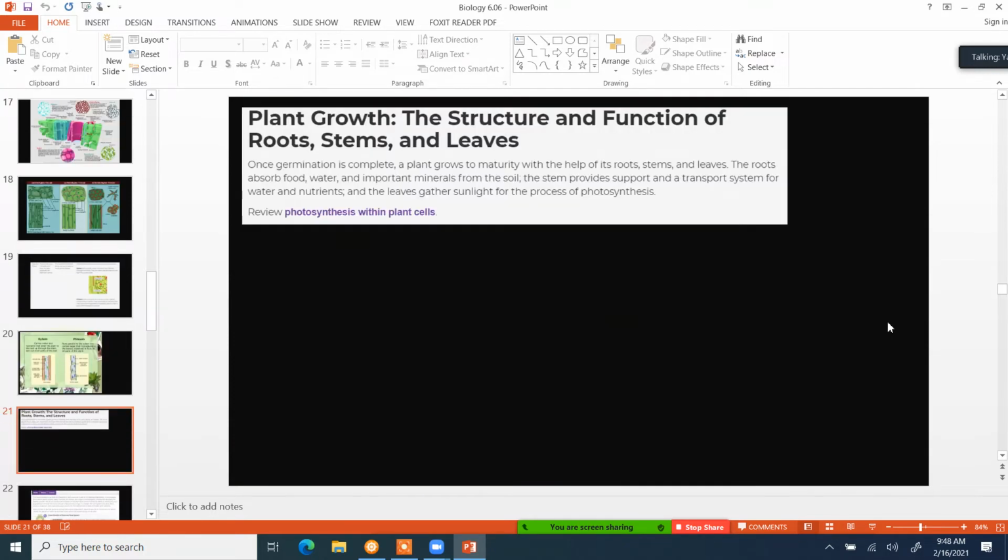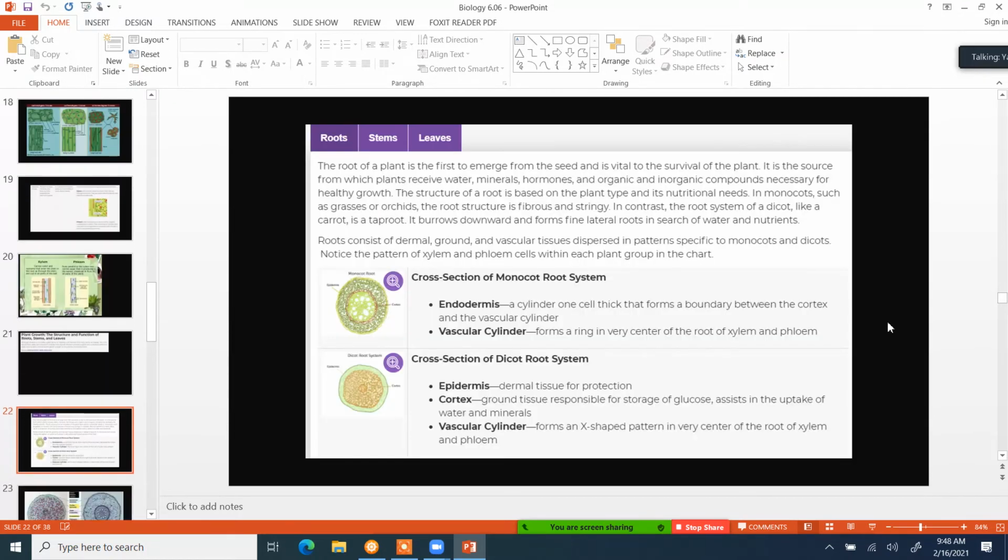All right. So let's take a look at a couple different types of systems. We're going to look at roots and stems. So we talk about monocots versus dicots. The roots of a plant are important for bringing water and nutrients from the soil. When you have a monocot versus a dicot, there are differences in their roots.